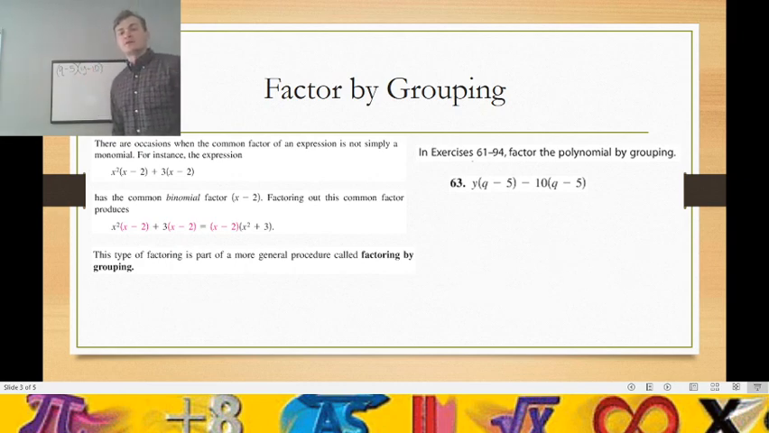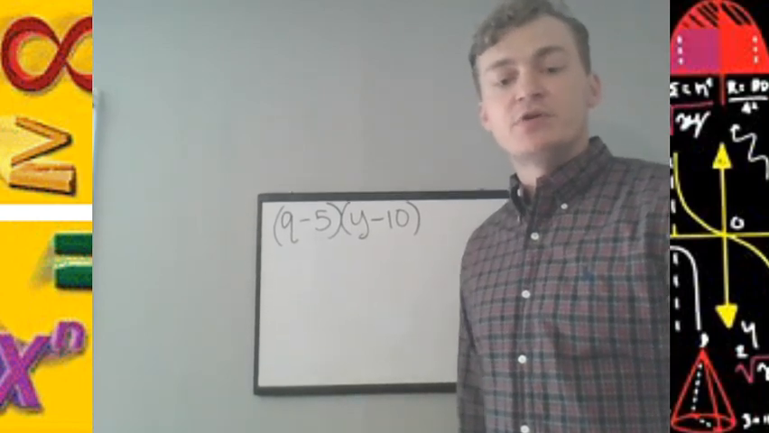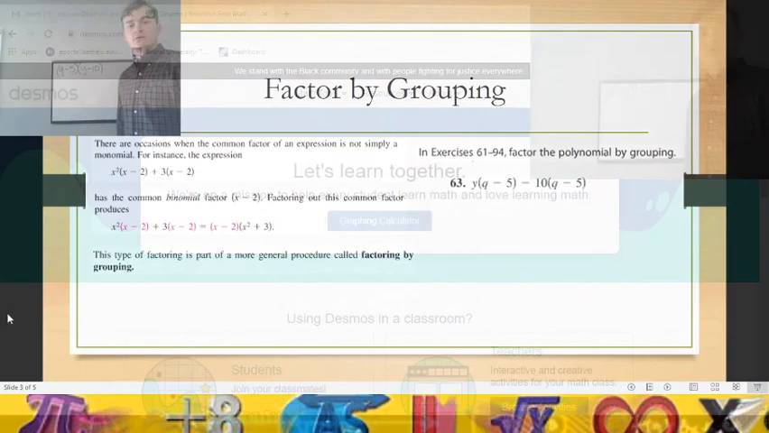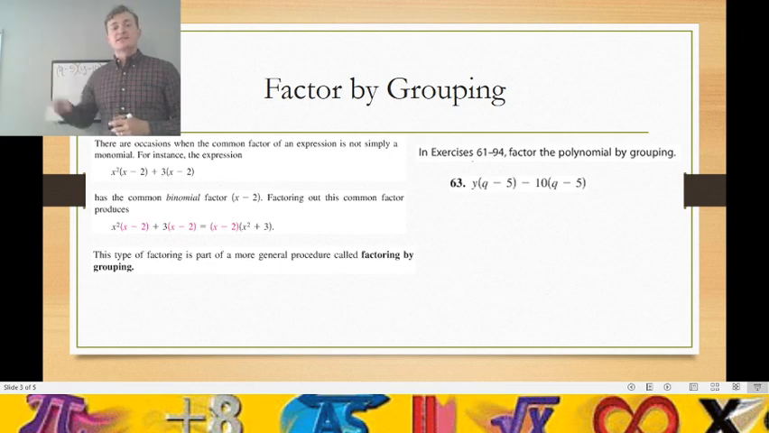Thus, the product of our binomial factors, q minus 5 and y minus 10, will give us the original expression that we began with, y multiply q minus 5, subtract 10, multiply q minus 5. So factoring by grouping is going to give us a way to rewrite our expressions, and in our next section it will be a trinomial.